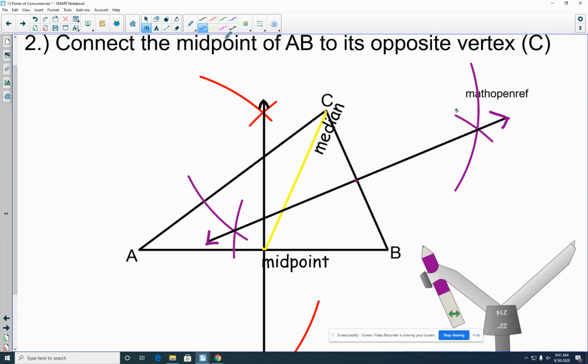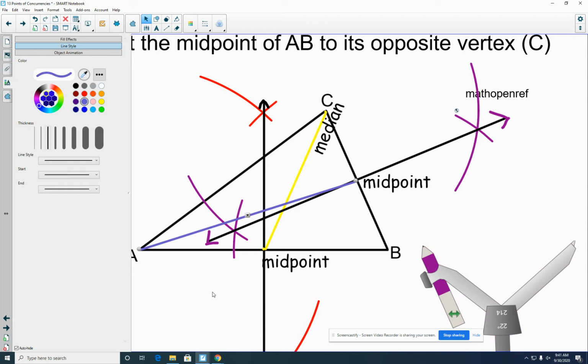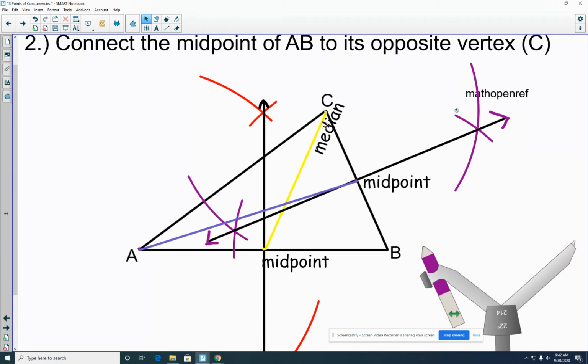Here's your midpoint. Now A is your opposite vertex. So let's kind of just have our midpoint. Here's your midpoint. And now we're going to connect from this midpoint to the opposite vertex, which is A. So from here to here, and I'm going to actually highlight this like I did with the yellow. Make this purple. Now that purple segment is your median.